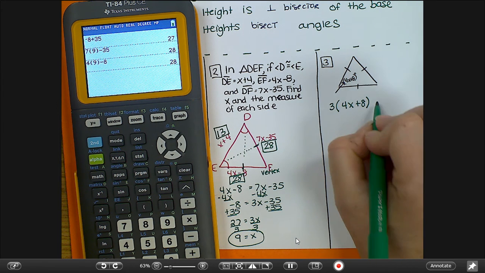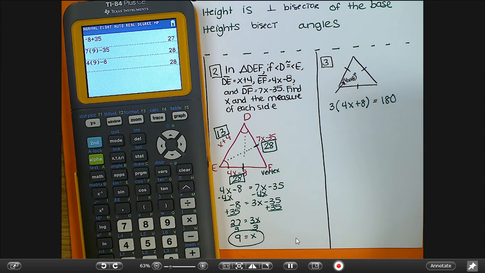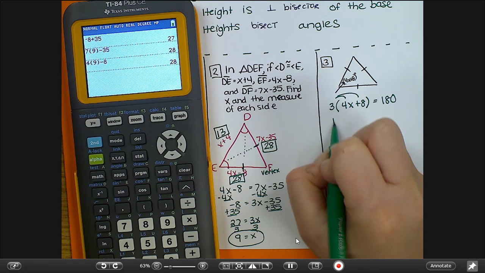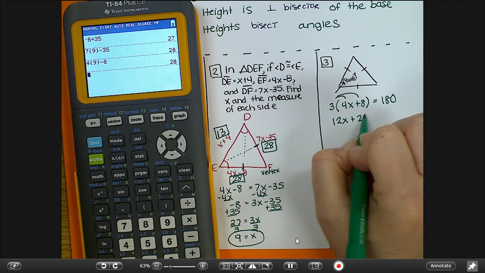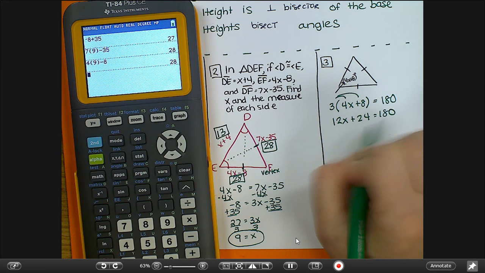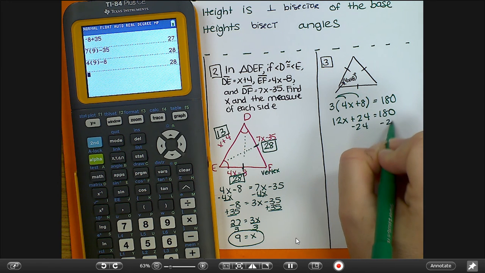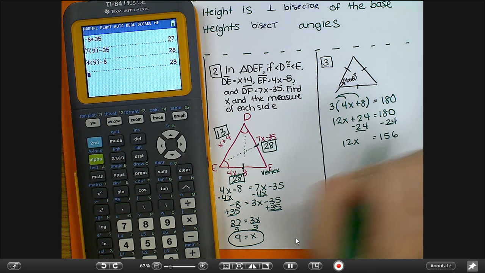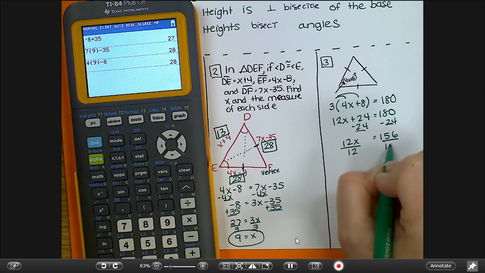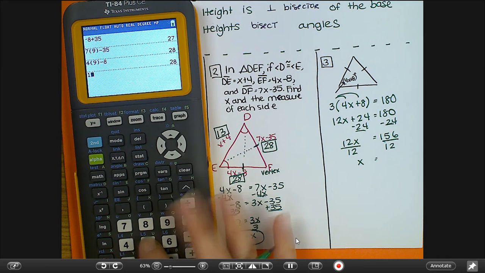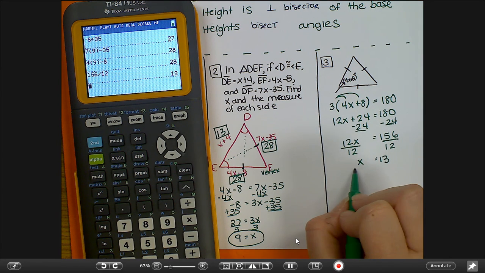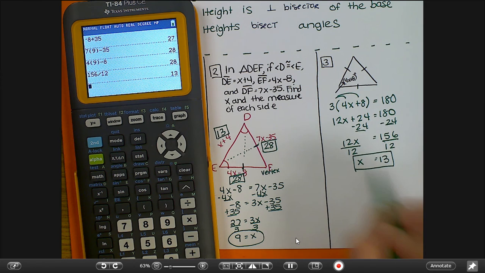And in a triangle, the angles add up to 180 degrees. But you could also just add them up, but I'm doing it this way, and distribute. 12x plus 24 equals 180. I think that's 13. Yeah. All right, find x. x is 13.